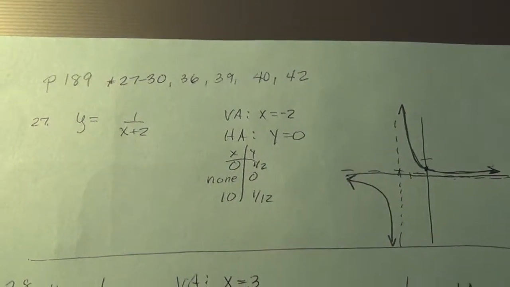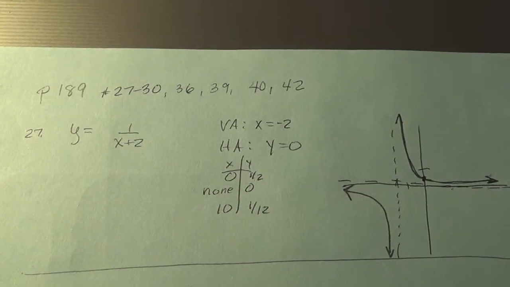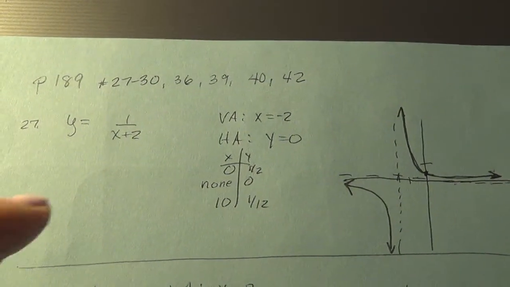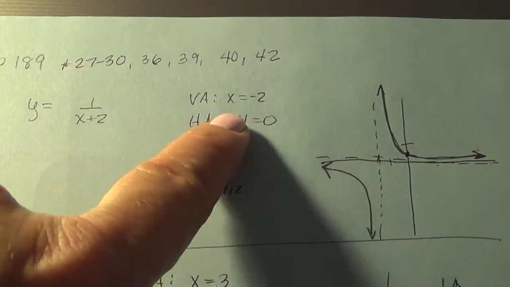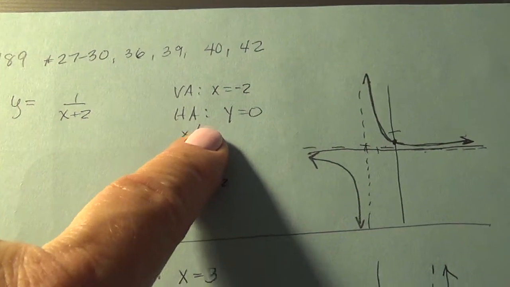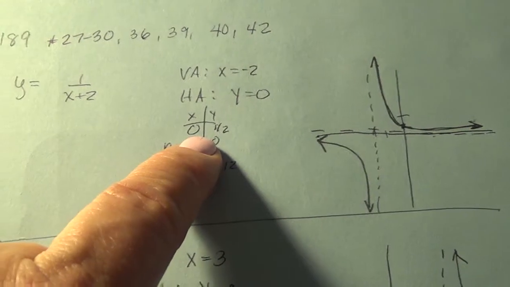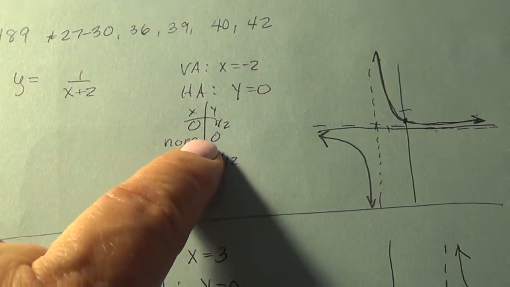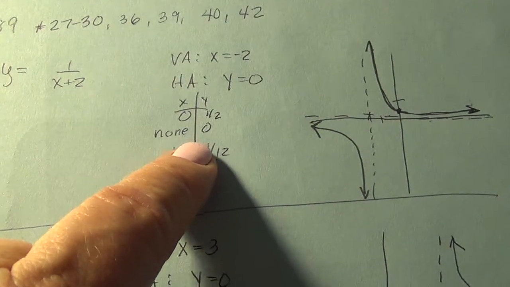Okay, Bree asked to see some of the first ones on our assignment from today's classwork. So the first one is y equals 1 over x plus 2. Vertical asymptote, x equals minus 2. Horizontal, always y equals 0. Chart: when you zero out x, you get 1/2. Zero out y, it will never equal 0.